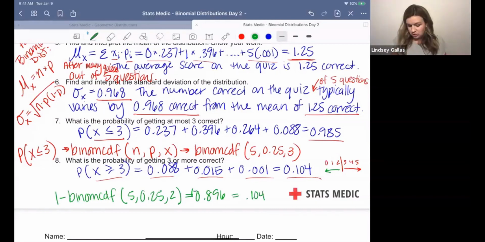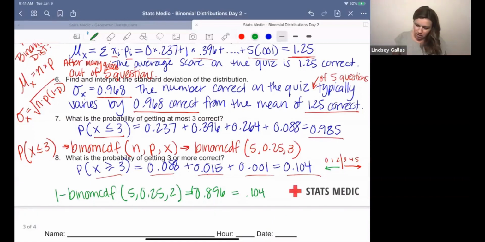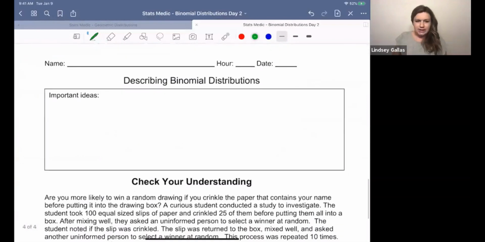So these calculator functions sometimes are really helpful, especially if you have to find a lot of different probabilities. Sometimes it might just be easier to do them by hand. So sort of use whatever process seems best to you. All right, let's look at the important ideas.